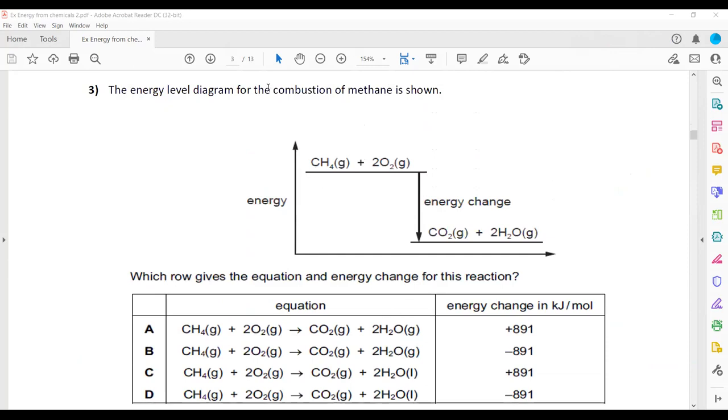So in this question, we don't have to calculate anything. We have to just select the right answer. The energy level diagram for the combustion of methane is shown. When we burn something, the reaction is exothermic, and when the reaction is exothermic, the energy change will be negative. So because it's an exothermic combustion reaction, either B or D can be the answer.